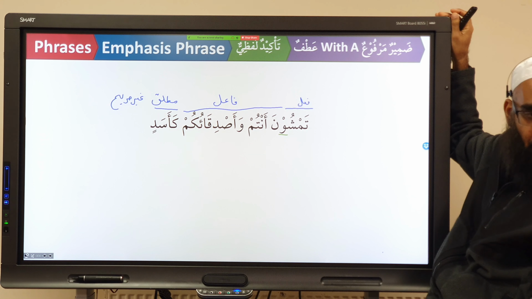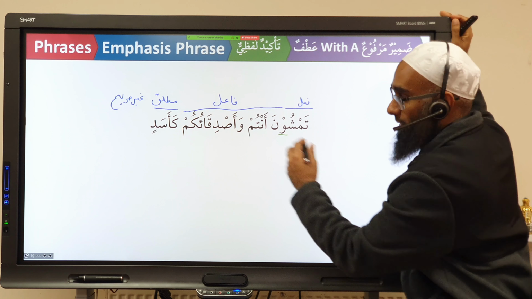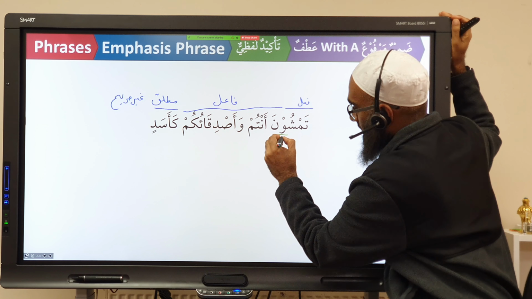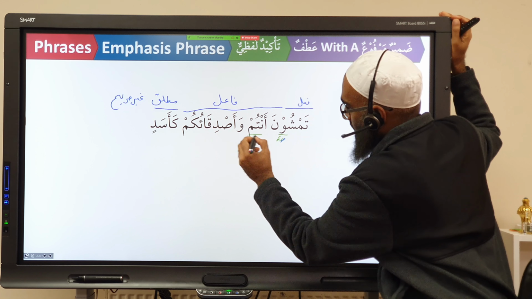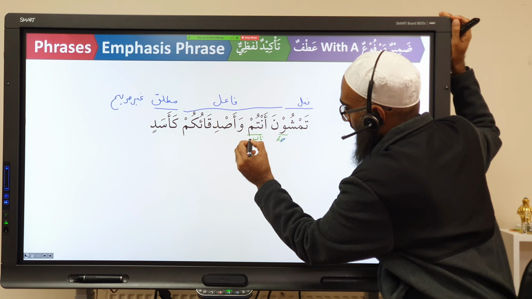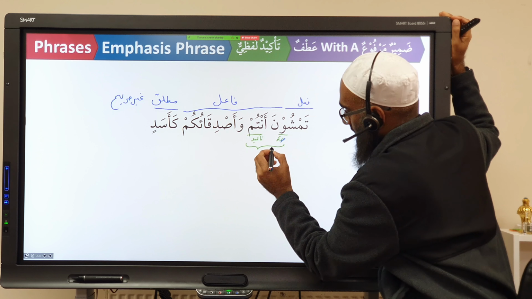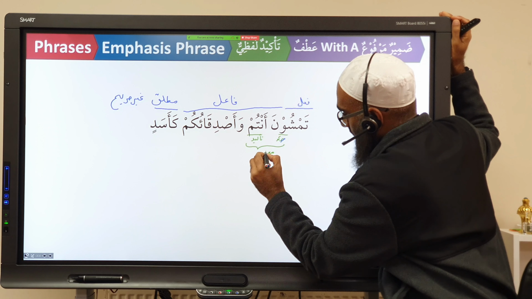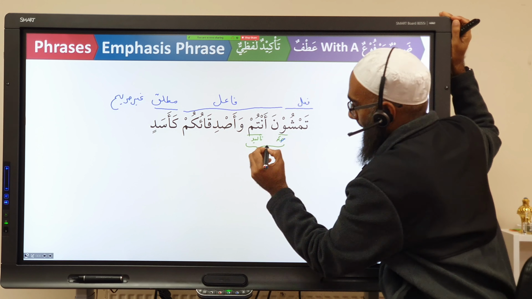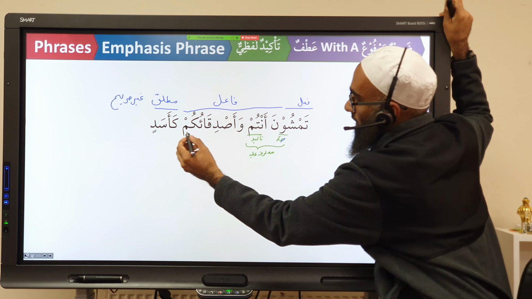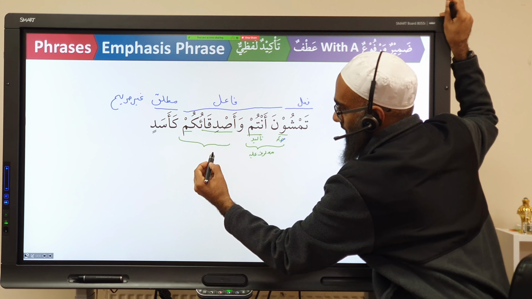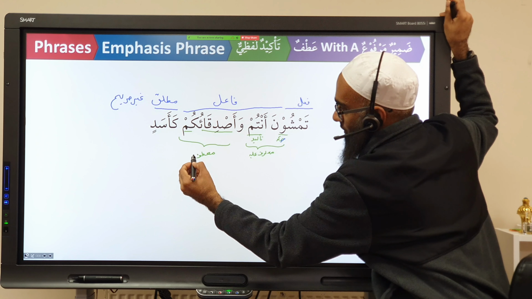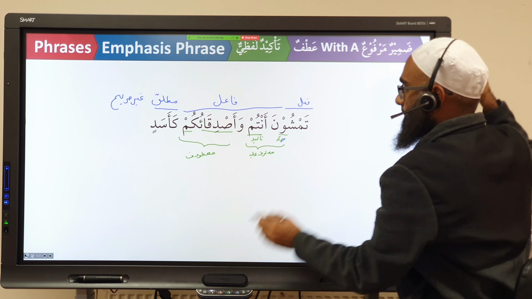You can, but they're not here. So waw is mu'akkad. Antum is a ta'keed. Mu'akkad ta'keed become ma'tufun alayh. And then asdiqa'ukum, mudaf ilayh become ma'tuf. Translation.